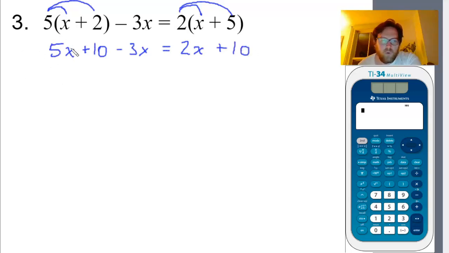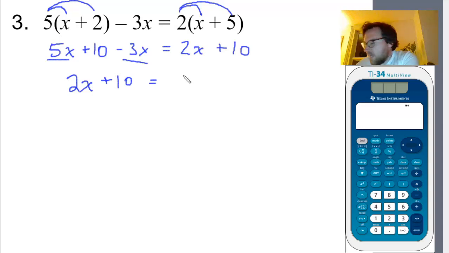Now I want to combine like terms. And over here I see 5x and negative 3x. 5x minus 3x is 2x, and we still have this plus 10 here, so 2x plus 10 equals, and on the right side, we have 2x plus 10. So basically we have 2x plus 10 equals 2x plus 10.